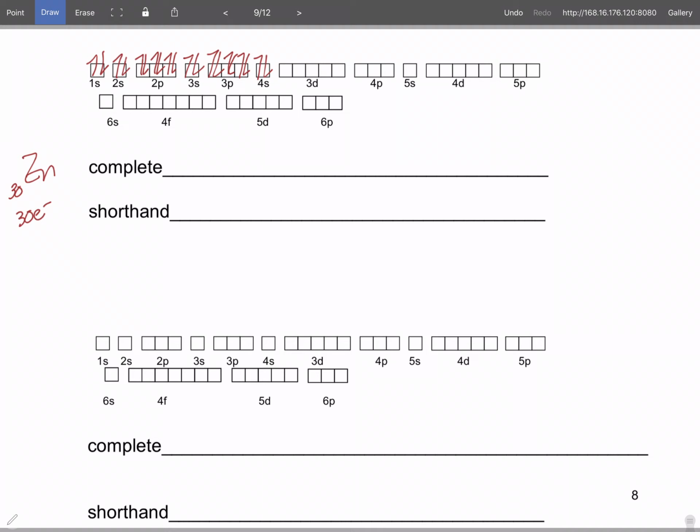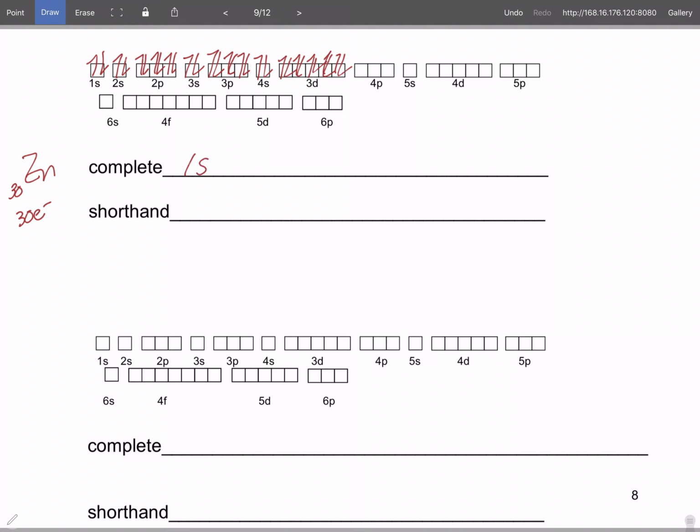We're back to Hund's rule because now we're in the d's, which are degenerate. Remember, p's are degenerate, and d's are degenerate, and f's are degenerate. And those are the ones where you have to obey Hund's rule. 21, 22, 23, 24, 25, 26, 27, 28, 29, and 30. Now the box is good.